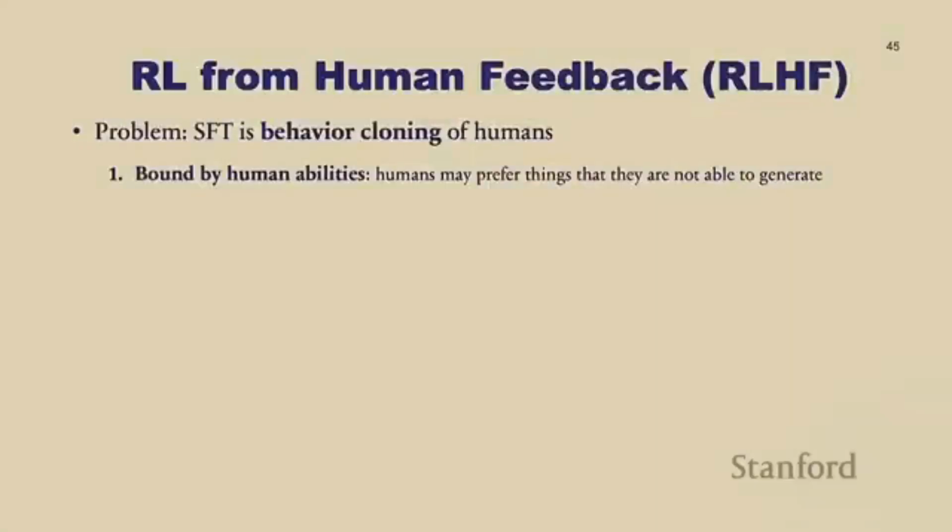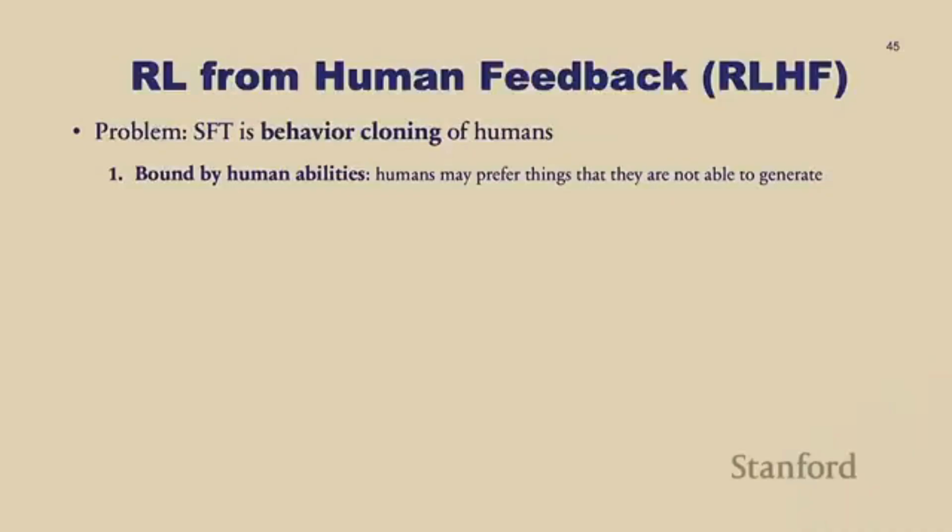Okay, the second part of this post-training is what we call reinforcement learning from human feedback, or RLHF. Some of you might have heard of that. The idea is that SFT has a problem, namely that you do behavioral cloning, which means that you just try to clone what the humans would say. And that has many issues. One of them is that you're bound by human abilities. Humans won't generate the things that they think are actually the best thing to generate.